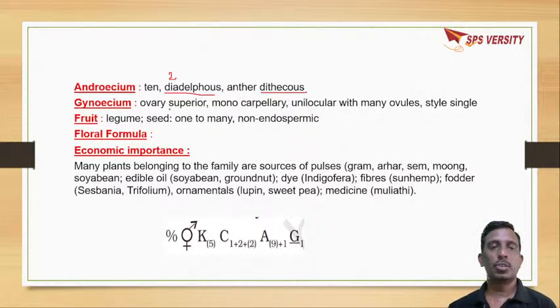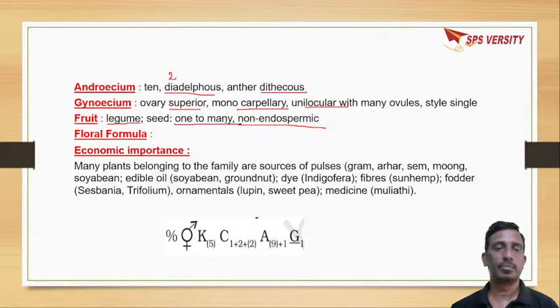Gynoecium, ovary is superior, having only 1 carpel, monocarpellary, unilocular, okay, with basal placentation. The fruit is a legume, and generally it is non-endospermic. Seeds are 1 to many.